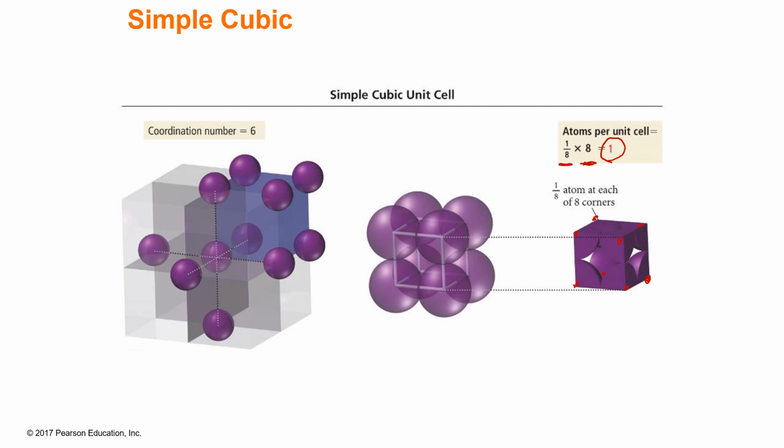Now, if we think about our coordination number, as we look at the atom, it is able to touch 6 other atoms. So our simple cubic has a coordination number of 6, and the number of atoms within that unit cell is 1.